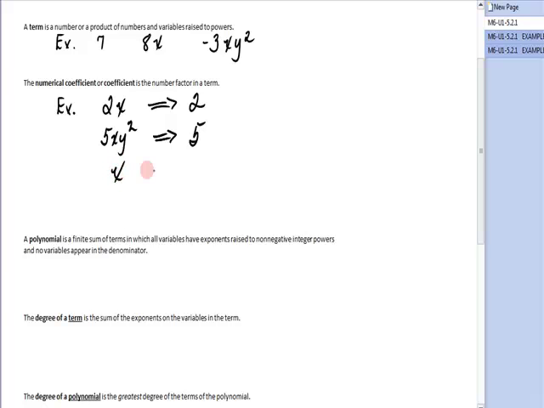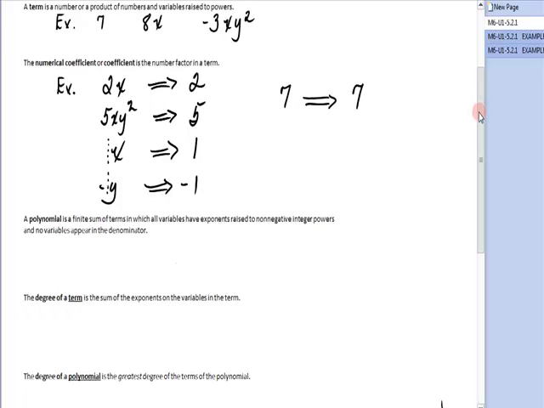If I have just x, the numerical coefficient is the implied 1 that is sitting in front. If I have negative y, the numerical coefficient is the implied negative 1. And finally, if I have a constant, say the constant 7, the numerical coefficient is the 7 itself because it's the number factor in a term, and that's the only factor in that term. So the numerical coefficient of a term is the number factor.